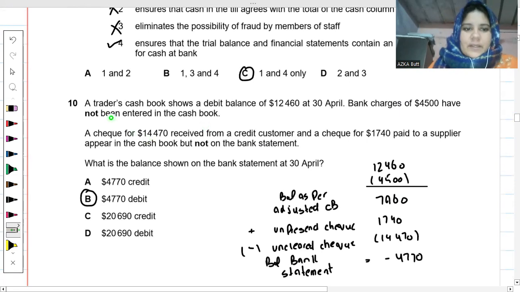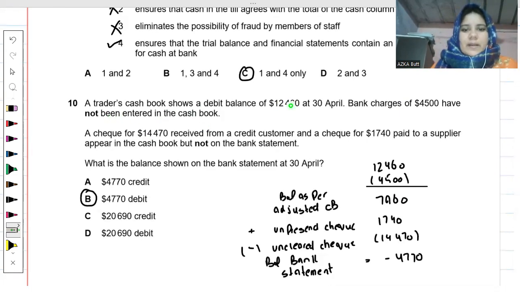Okay, so in question number 10, the trader's cash book shows a debit balance of this at 30 April. Bank charges of this have not been entered into the cash book. A check for 145470 received from a credit customer and a check of this paid to a supplier appear in the cash book but not in the bank statement. What is the bank balance shown on the bank statement?